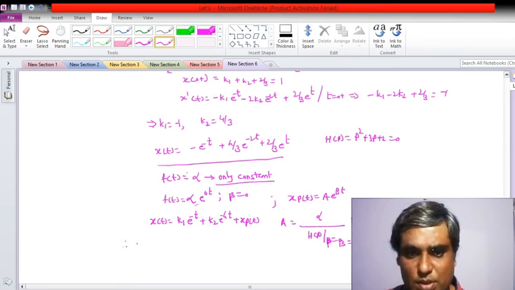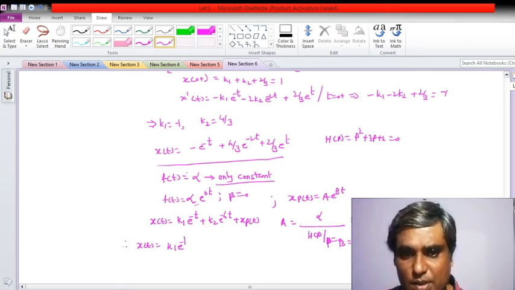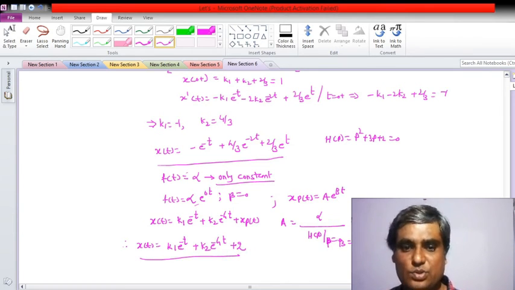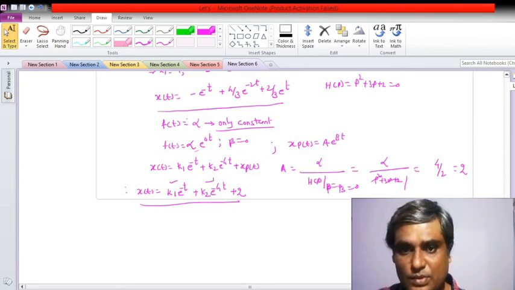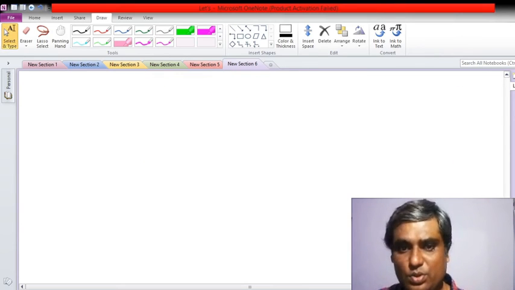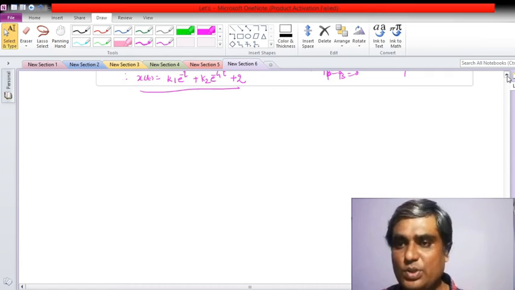So your total solution x of t will be k1 e raised to minus t plus k2 e raised to minus 4t plus 2. And to find k1 and k2, apply the same process we have recently done. I will not go into detail, you can do it.